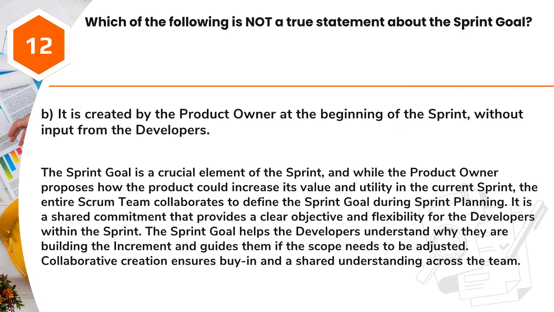Answer: B. It is created by the product owner at the beginning of the sprint, without input from the developers. The sprint goal is a crucial element of the sprint, and while the product owner proposes how the product could increase its value and utility in the current sprint, the entire Scrum team collaborates to define the sprint goal during sprint planning. It is a shared commitment that provides a clear objective and flexibility for the developers within the sprint.